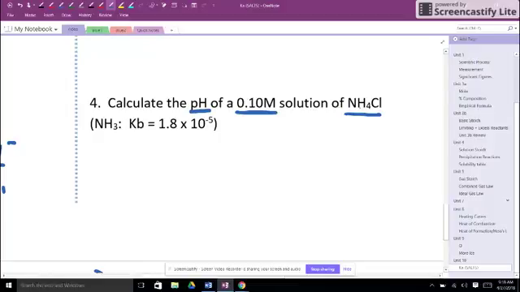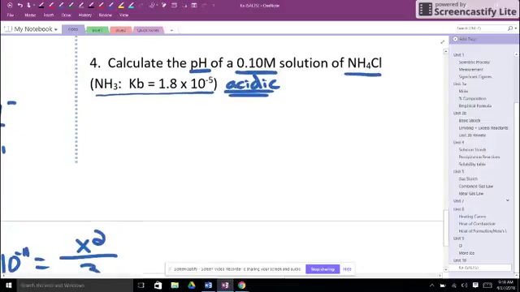Again, we have ammonium chloride here. This is not something starting with an H, and it's not something ending with an OH. It's not one of those other weak solutions we've practiced. This is a salt again. What might key us in that it's a salt problem is that it gives us the Kb for the conjugate here. And if it gives us Kb, it's probably an acidic salt.